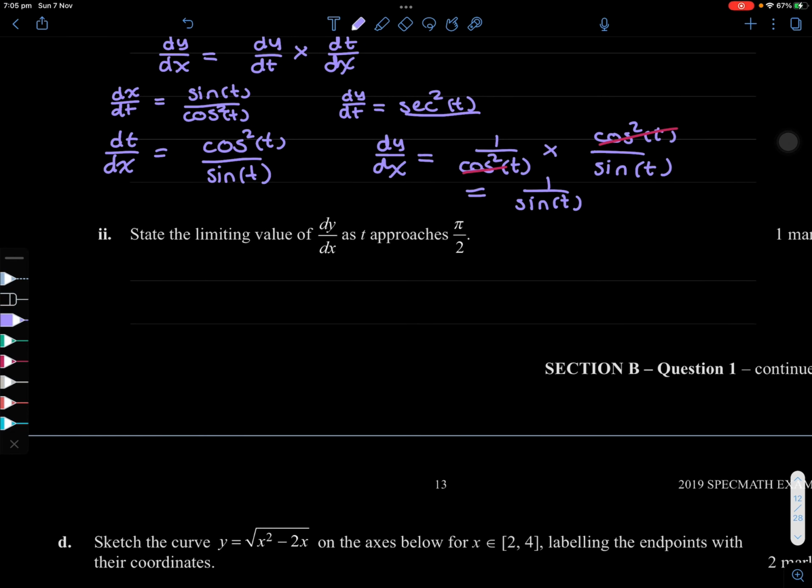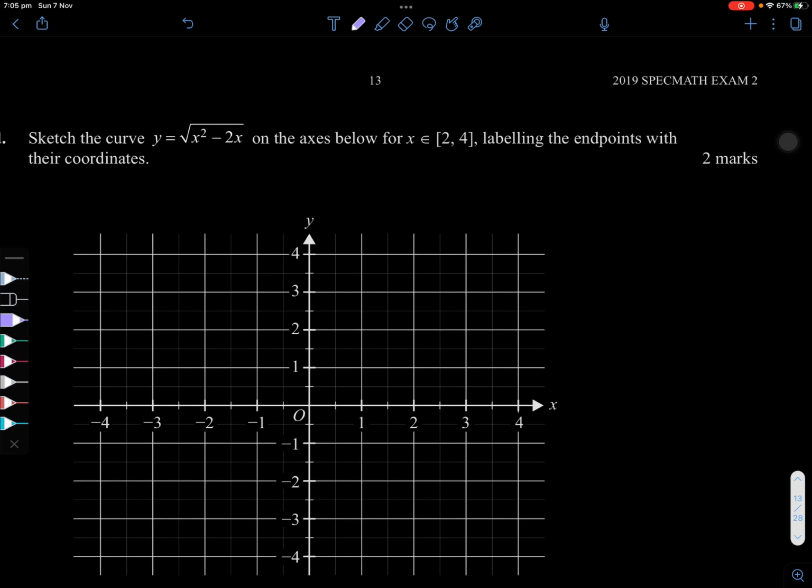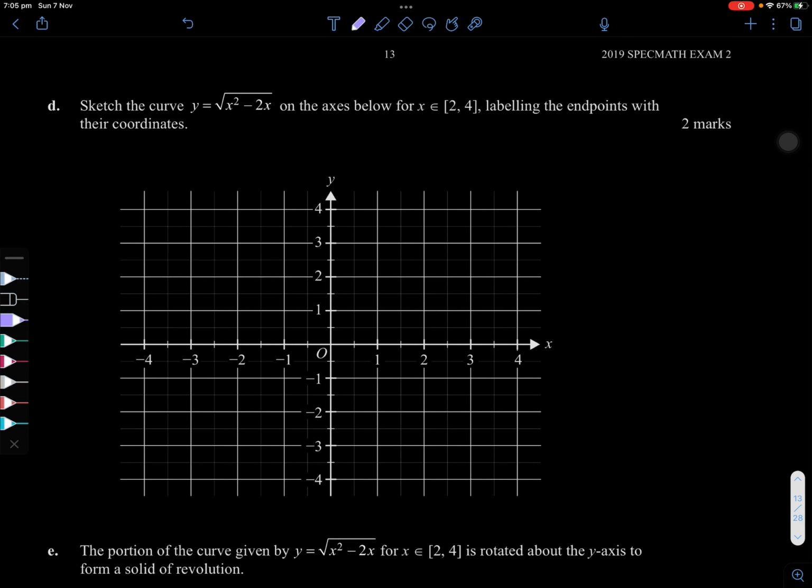Now to state the limiting value of dy on dx as t approaches pi on 2. This is nice and easy, just sub pi on 2 in there and you get 1. Okay? Perfect. Now it says sketch the curve on the axis below for that domain.